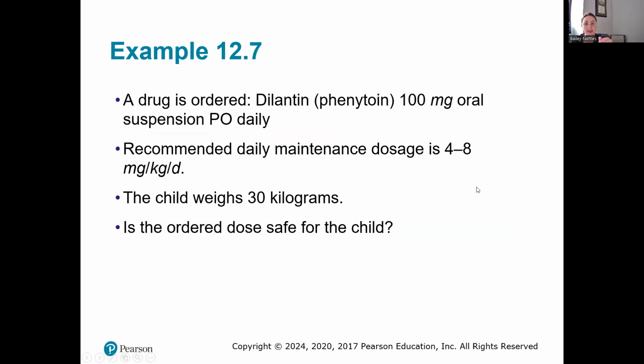All right, so now we're into safe dose ranges. I have a patient who needs 100 milligrams of phenytoin oral suspension by mouth daily. The recommended daily dose is 4 to 8 milligrams per kilogram. The child weighs 30 kilograms. Is this a safe dose for this child? I'm going to give you 3 seconds. Pause if you need to.